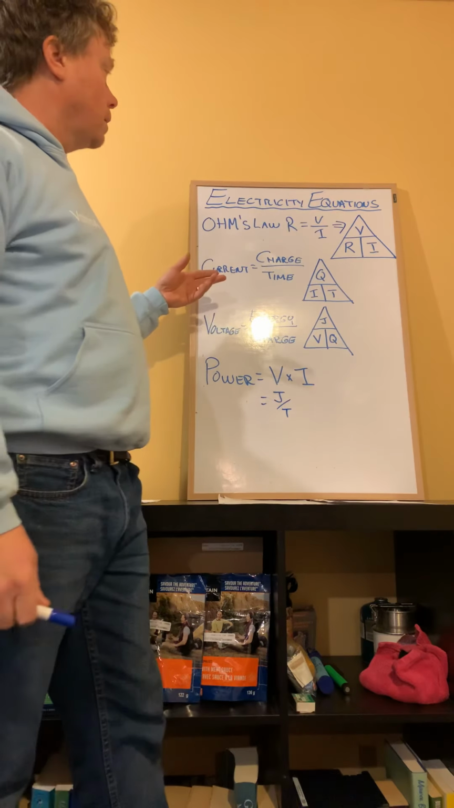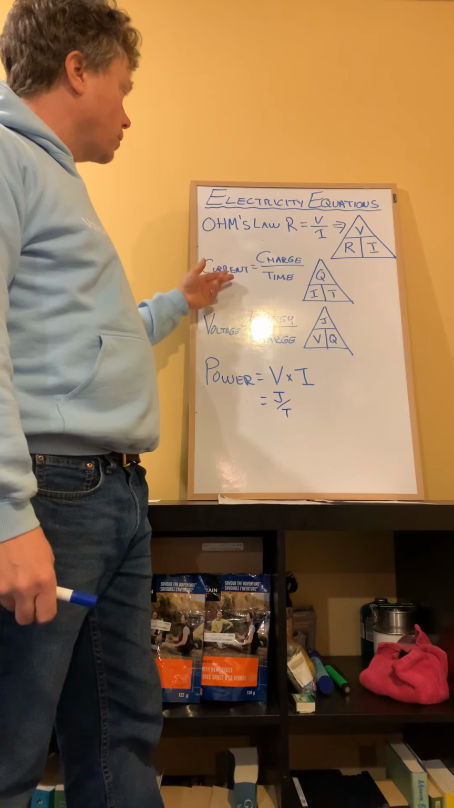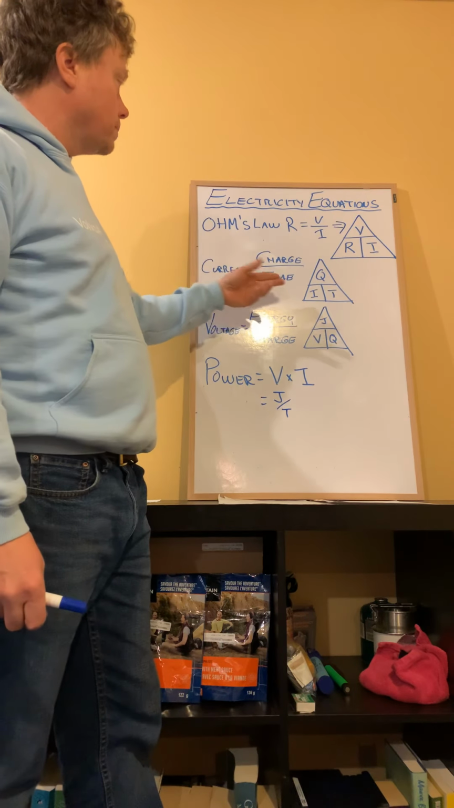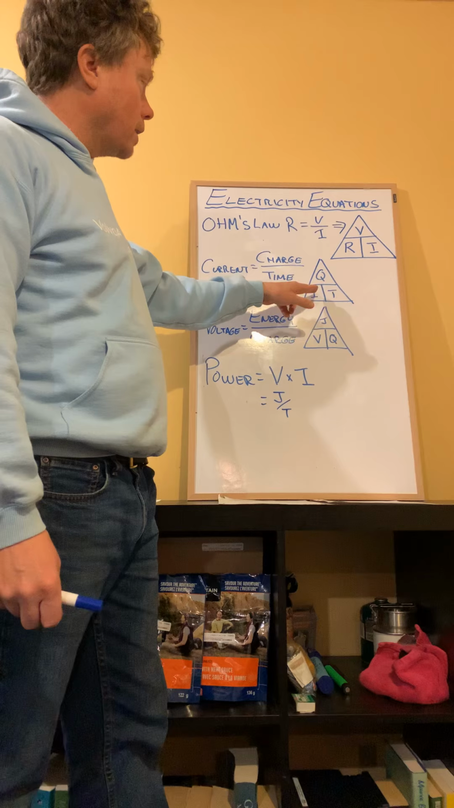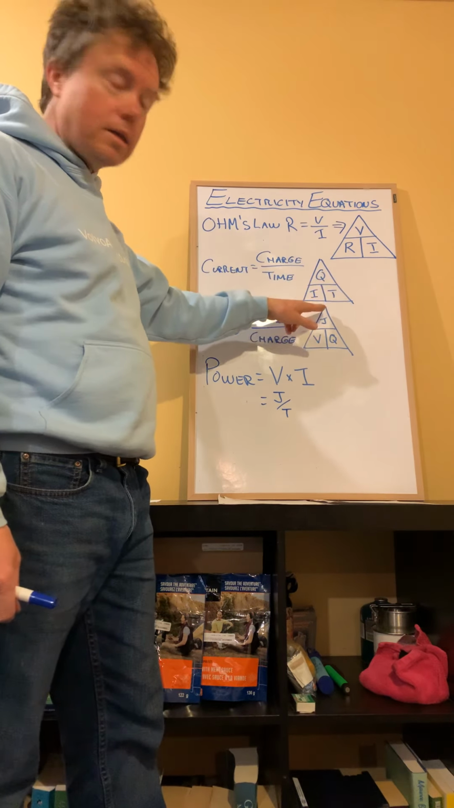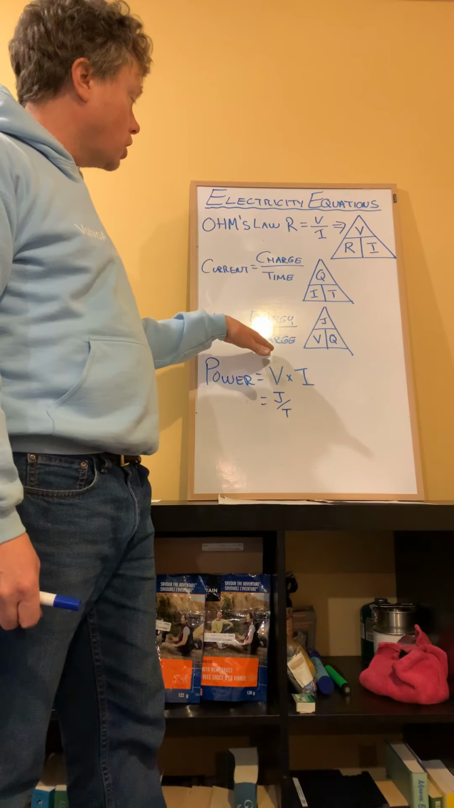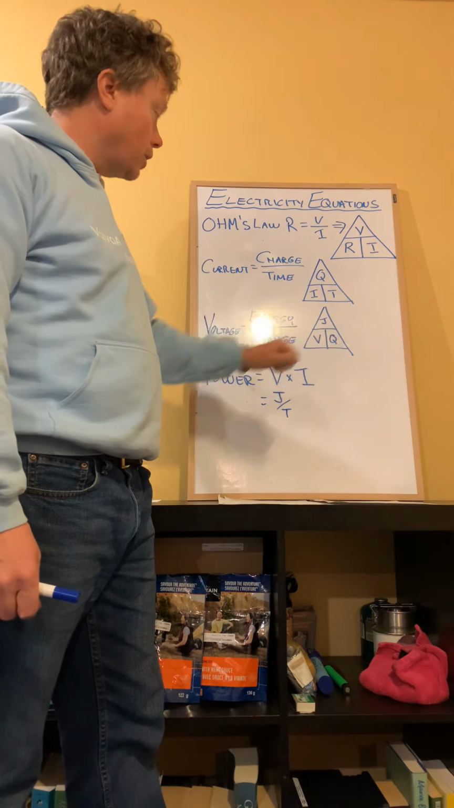Next up, you've got the relationship between current, charge, and time. Current is charge divided by time. And then we can set up a triangle like this where we have current as I, charge as Q, and time as T. Same thing for voltage, energy, and charge: V, J, and Q.